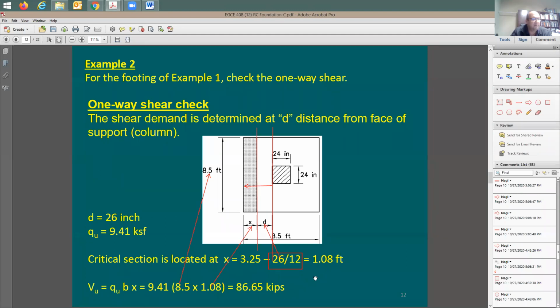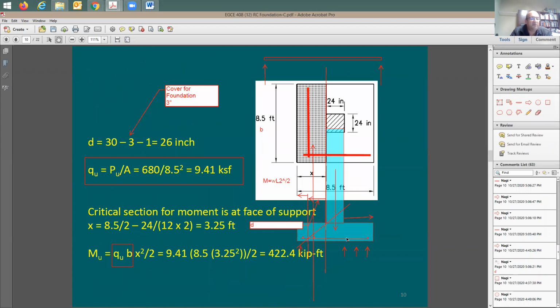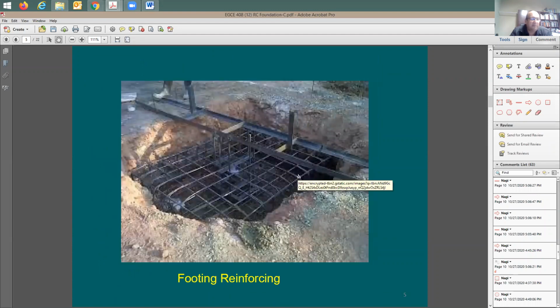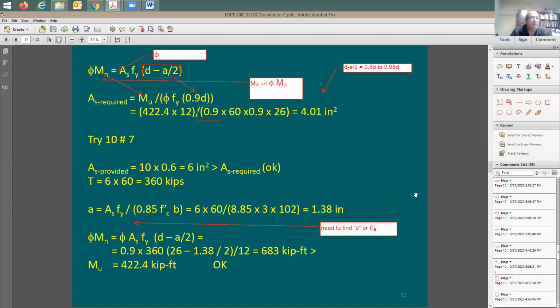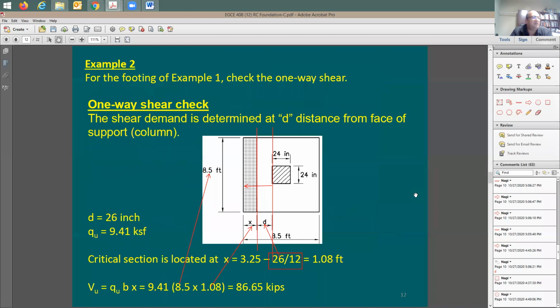So what do you do? Just take the shear and find out phi Vn. Do you have any ties in this case? No. Look at the reinforcement. It's just bottom reinforcement. Even in this problem, I don't have any top reinforcement. In some cases you're going to be able to put top reinforcing, but in this example there is no top reinforcing and no ties, which means shear strength is going to be provided only by the concrete. So the equation now becomes much simpler.